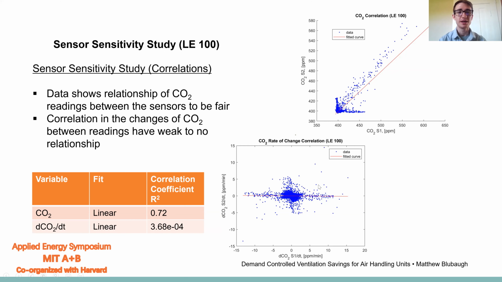However, looking at the changes in CO2, we have a relatively weak to no relationship at all between the change in CO2 one sensor sees in one part of the classroom versus the change in CO2 the other sensor sees in the other part of the classroom.